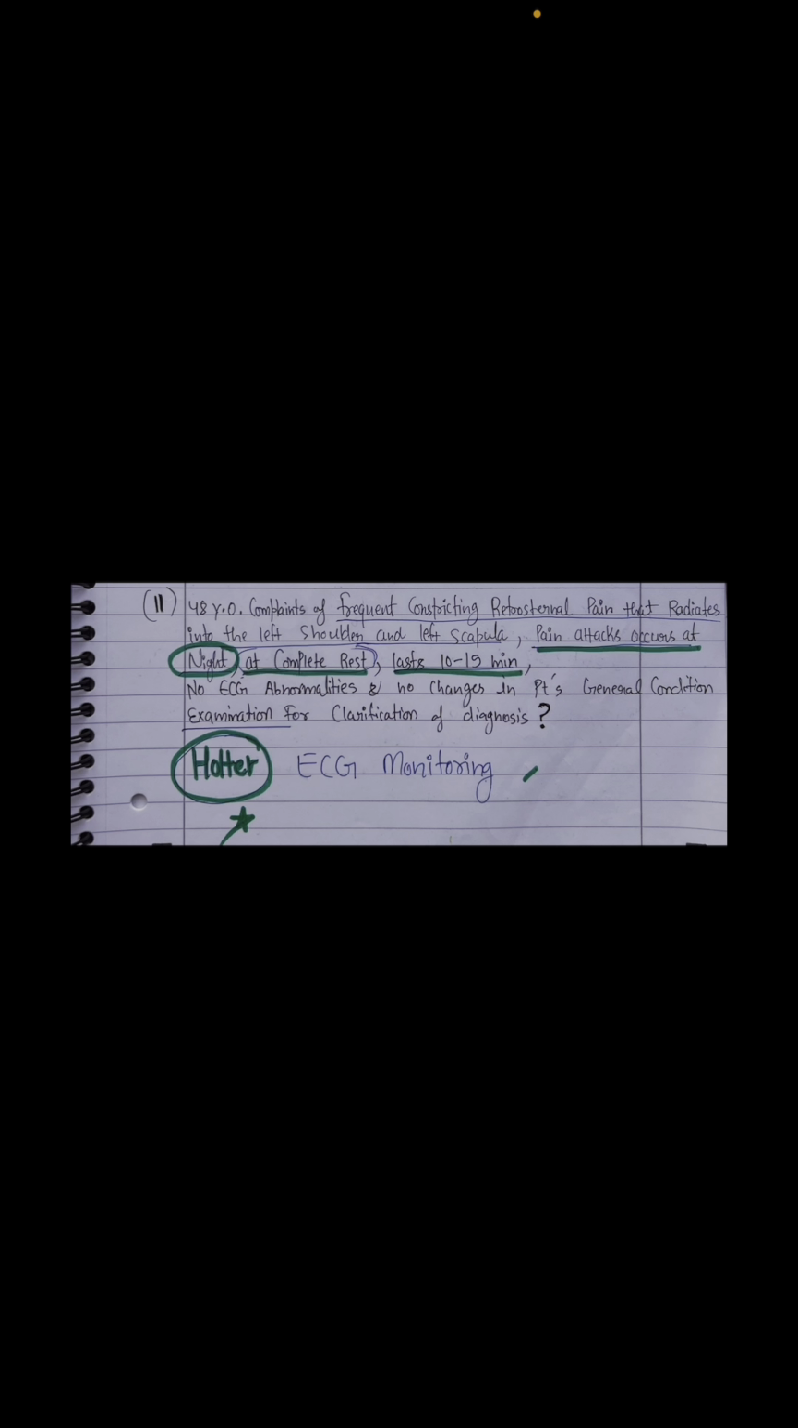The examiner is asking about the examination method, the choice of investigation method this time. When the pain attack is occurring at night at complete rest, or the pain attacks are occurring just for a shorter period of time, 10 to 15 minutes, it means we don't know when to record the ECG because pain occurs only for 10 to 15 minutes. So we will do Holter ECG monitoring, which is 24-hour ECG monitoring of the patient. So remember about the case.